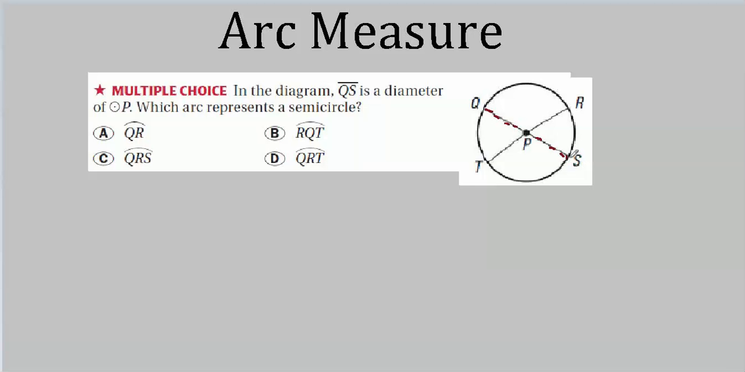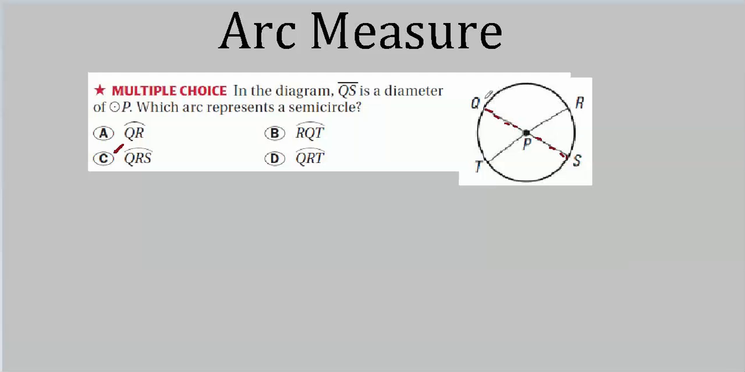Let's check the other one, QRT. Well, since they've included this, that means we're supposed to go around this way. Not that it would matter much. If they just wrote QT, that would be this arc right here, which is definitely not a semicircle. QRT, well, that's this big one all the way around here. That's too big for a semicircle. It's like 3/4 of a circle and then some. So we're right back here. It must have been this one. QRS, this is the semicircle.